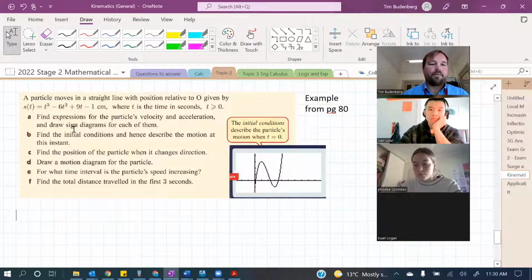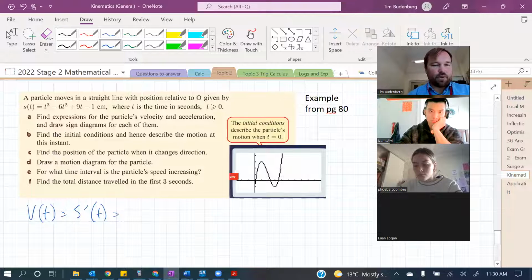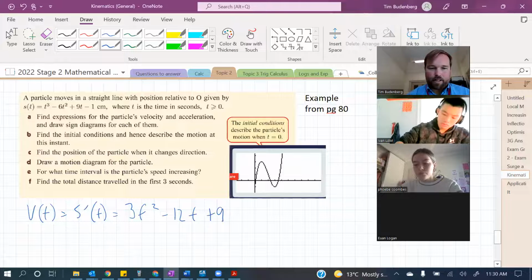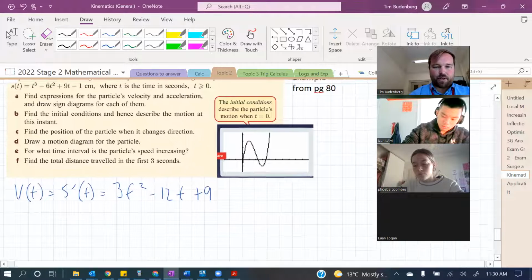All right, part A, find expressions for the particle's velocity and acceleration and draw sign diagrams for each of them. So its velocity, v(t), is equal to the first derivative of f(t). Because they start off with a nice polynomial, the first derivative is 3t squared minus 12t plus 9. And then we want a sign diagram for this.